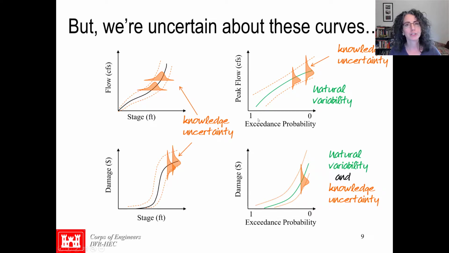So these are knowledge uncertainties, right? And these exist for all three of our summary relationships, right? For any given flow, we're not quite sure what the stage might be, and we can evaluate it with our hydraulic modeling, but we don't get a precise value. Down here, for any given stage, we don't know quite what the damage is going to be. Right? So we have knowledge uncertainties across all three of these relationships, and that leads to knowledge uncertainty in the result. Right? So we need to be able to evaluate the uncertainty around the damage frequency curve and the EAD.